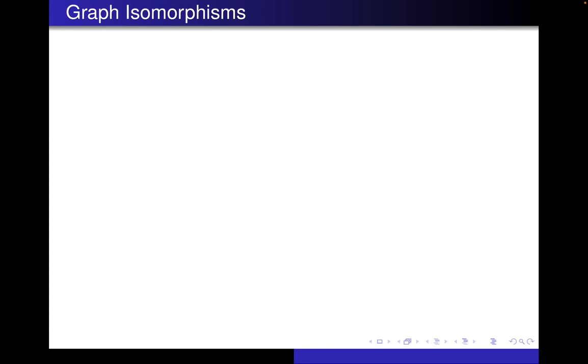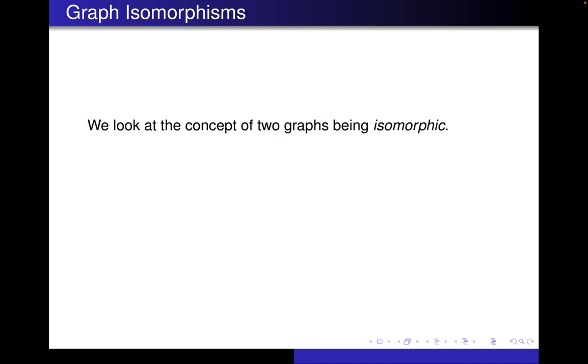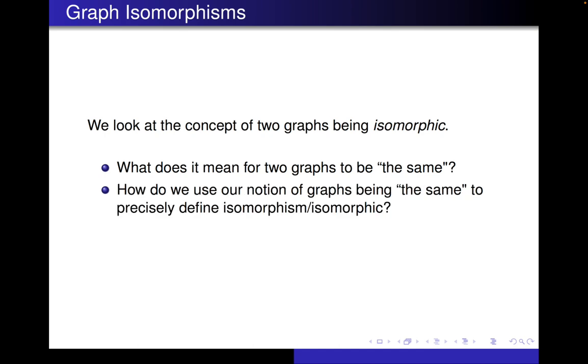The last topic we're going to look at in this section is the issue of when two graphs are called isomorphic. So first we're going to look at what it means for two graphs to be essentially the same as graphs. And then we're going to find a way of using that notion of graphs being the same to define what it means for graphs to be isomorphic and what an isomorphism is, that tells us when graphs are isomorphic.